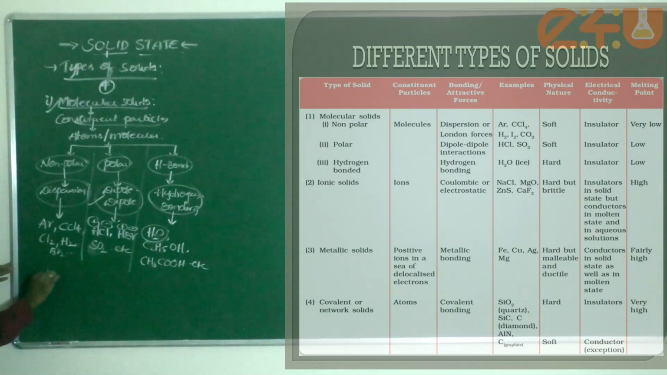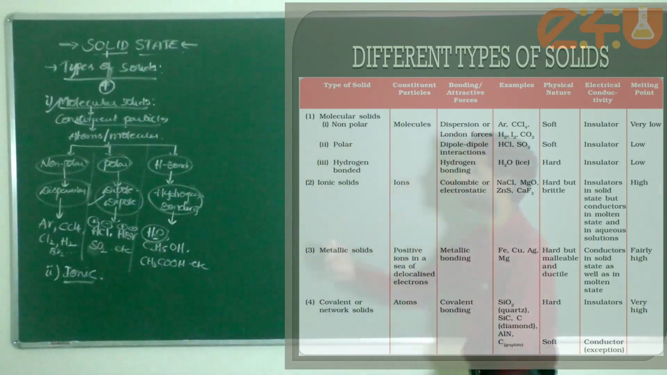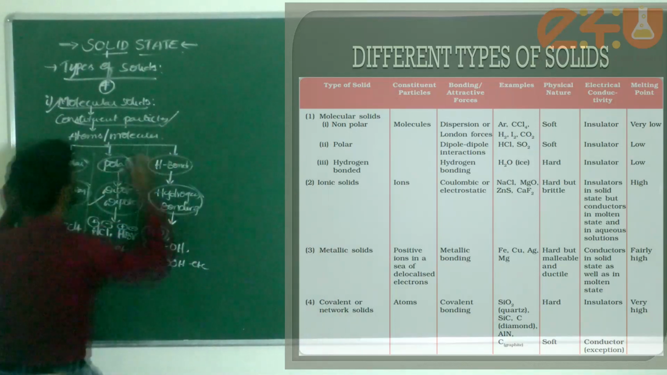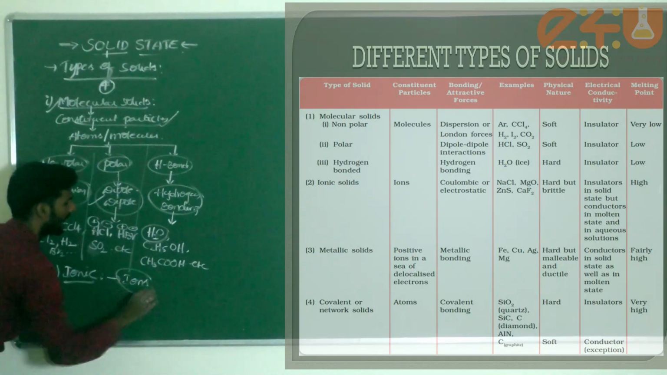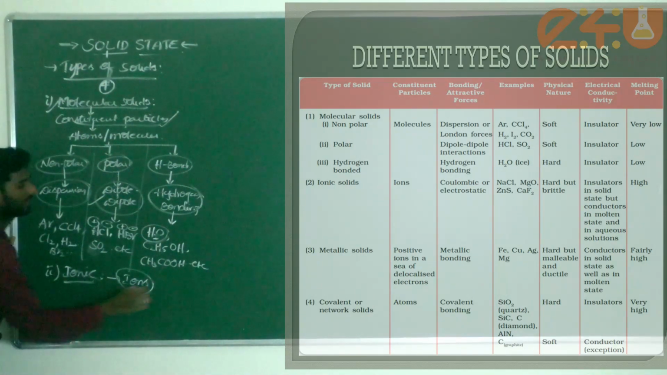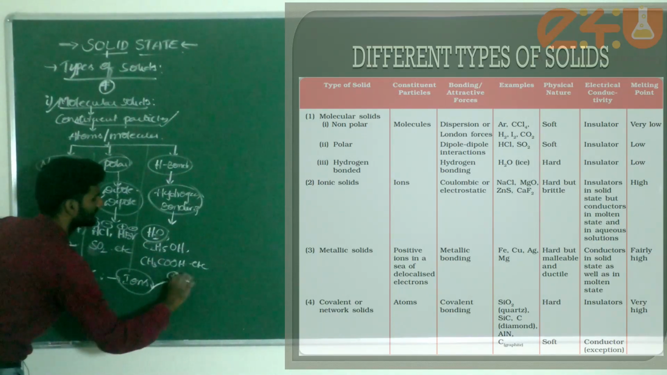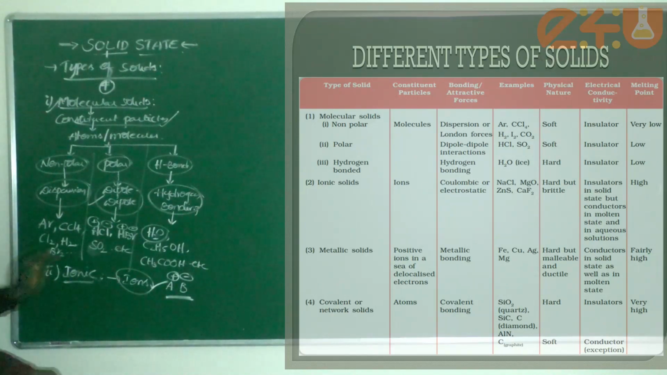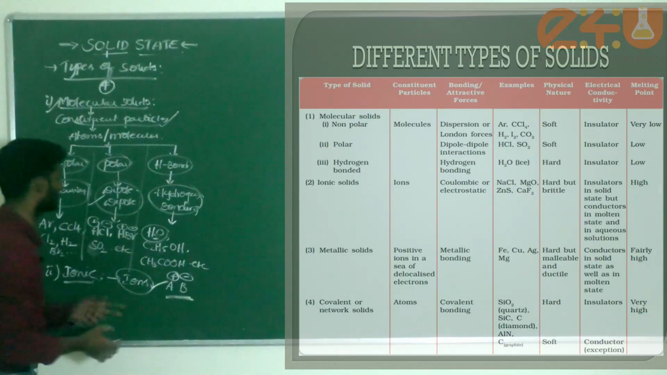Next, the second type of solid is called ionic solid. Under ionic solids, first, the constituent particles. What type of particles are there, students? In an ionic solid, ions are there. For example, AB is A plus, B minus. That is why it comes under ionic compounds. Constituent particles are ions.